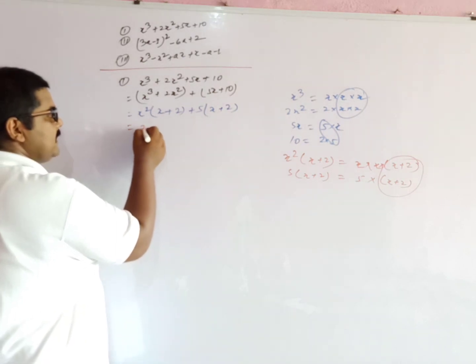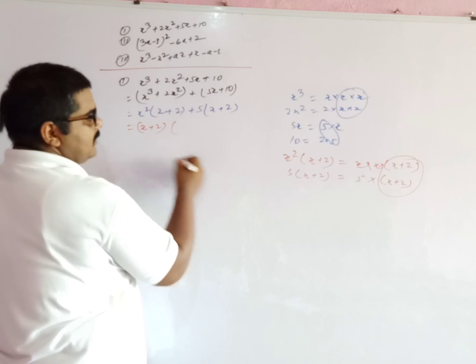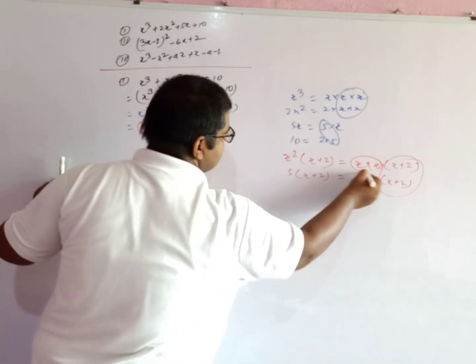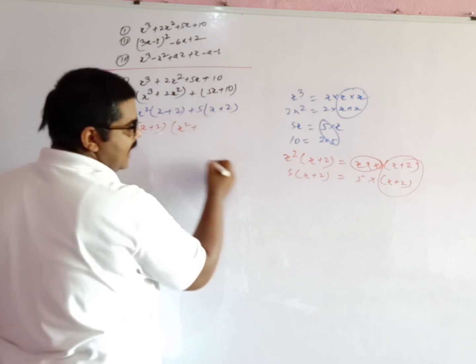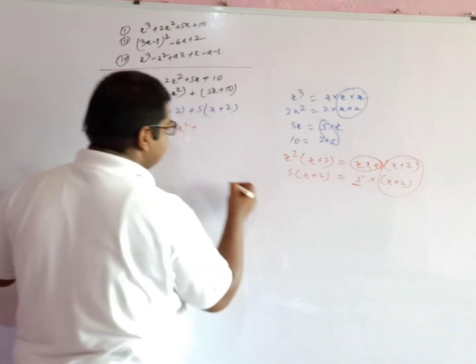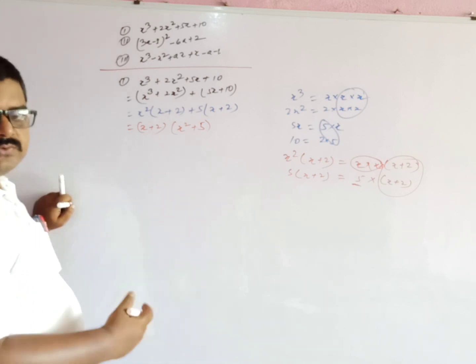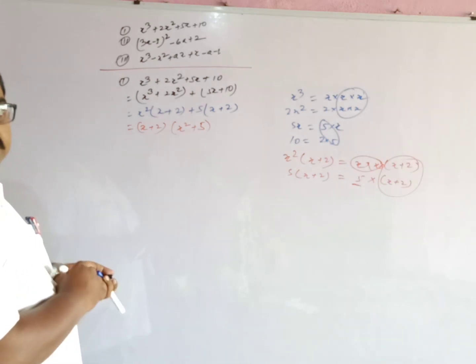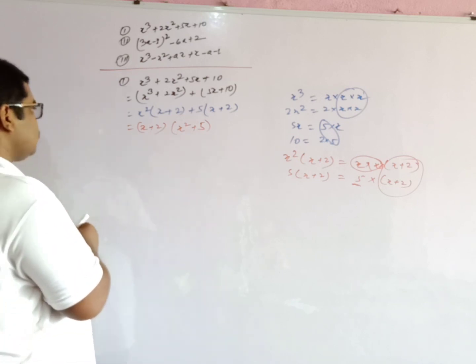So in the next step you have to take x plus 2. And then what is left in the first case? X squared plus, and in the second case what is left? 5. So you have to write down 5. So that is the solution of the first one. So this way you have to solve the next two questions.